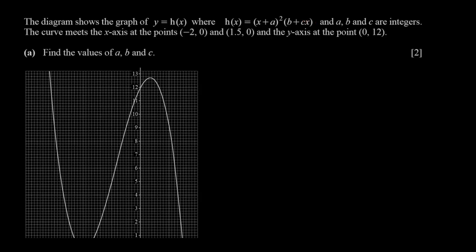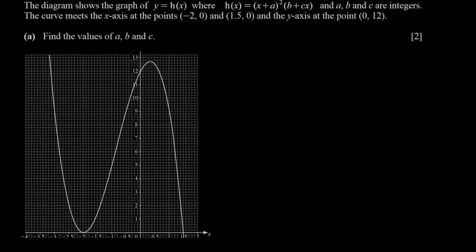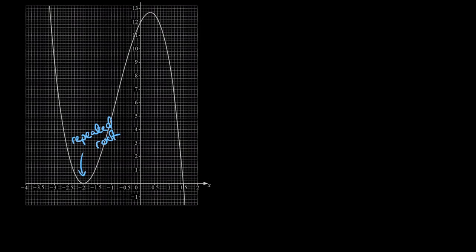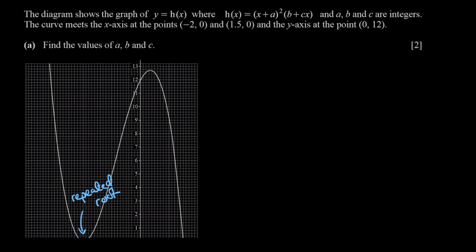Now, this (x plus a) squared, what does that mean? Well, that represents a repeated root, right? A root which happens twice at the same point. Now, where is that? Well, it's going to be where the curve touches the x-axis, right? Every time you've got a curve that touches the x-axis, that is a repeated root, okay? So that repeated root is where x is equal to negative 2. Right, so we can write that down.